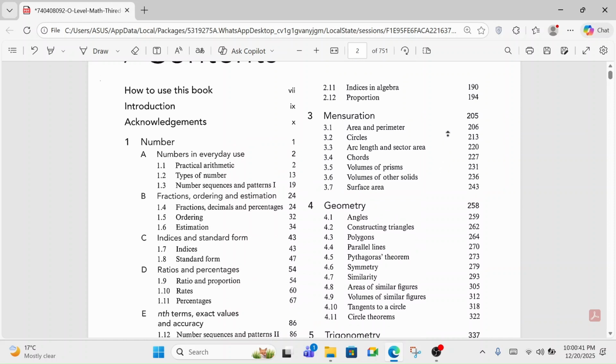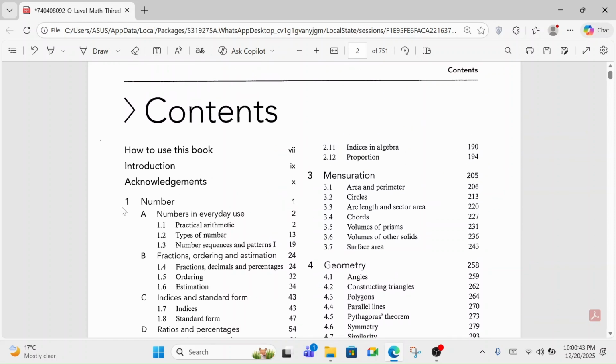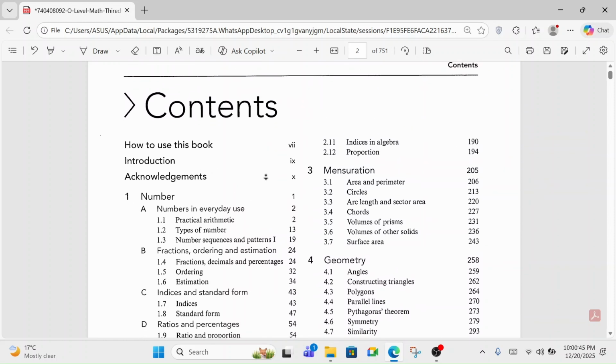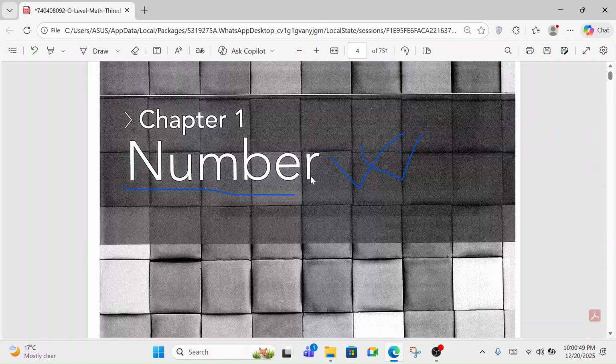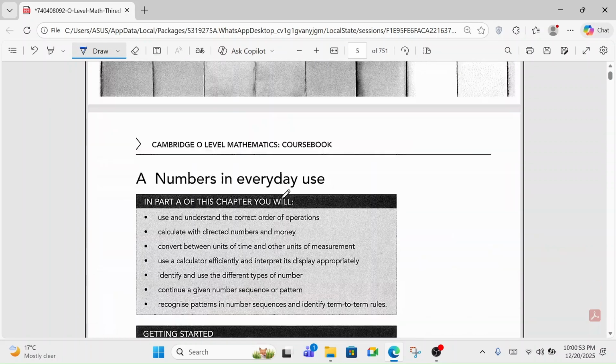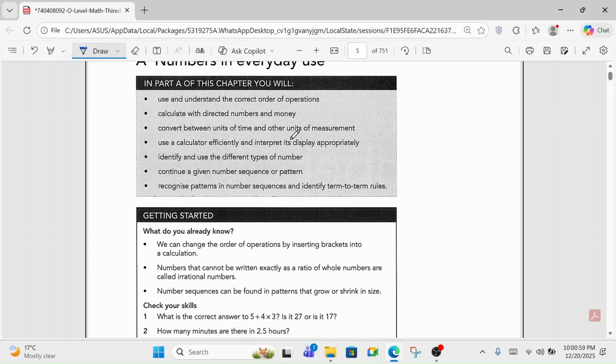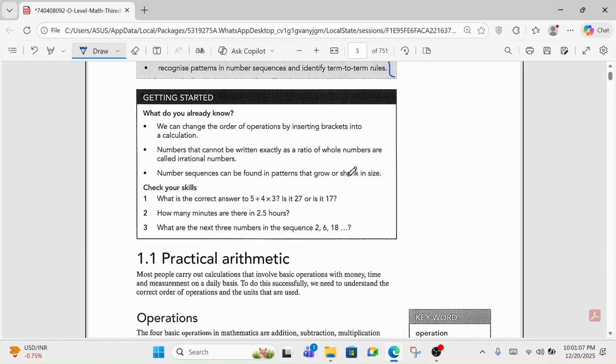Today we're going to be doing chapter number 1, which is about numbers. Chapter number 1, numbers in everyday use. In this chapter you will learn all these. It's self-explanatory right here, no need to read.